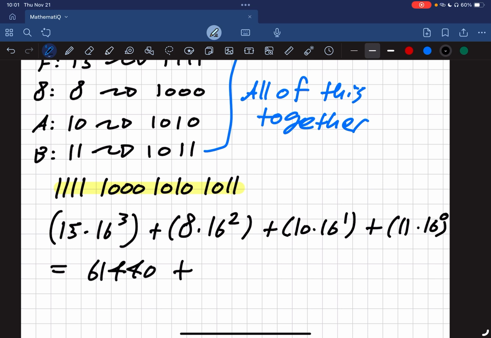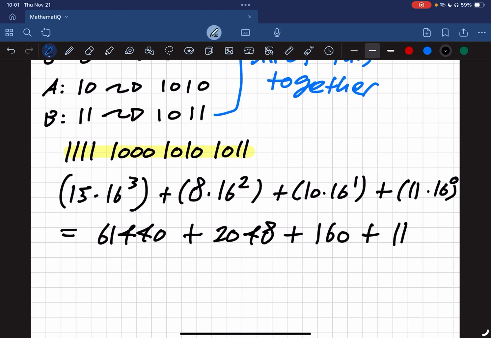So this is going to be 61,440 plus 8 times 16 to the 2, which is 2,048, plus 10 times 16 to the 1, which is 160, and then plus 11 times 16 to the 0, which is just 11. And if we bring all this together, we see that 61,440 plus 2,048 plus 160 plus 11 is equal to 63,659. So now you can see why hexadecimal is so useful, because we have represented a number so large.